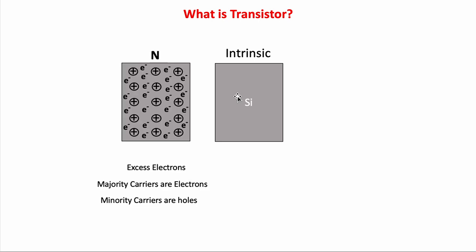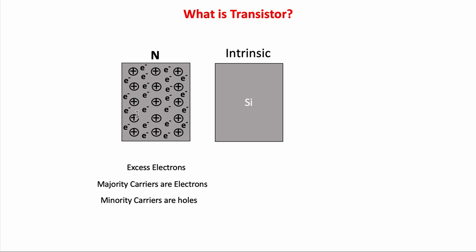If we dope silicon with group 5A elements, such as nitrogen, phosphorus, arsenic, and so on and so forth, we can get an N-type semiconductor, which has an excess of electrons. Since the electrons are negative, the polarity is negative. So from the N, we call this N-type semiconductor. And in an N-type semiconductor, since we have an excess of electrons, the majority carriers are electrons.